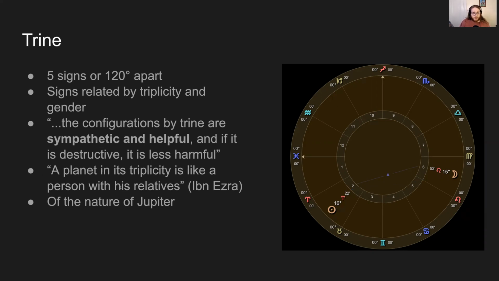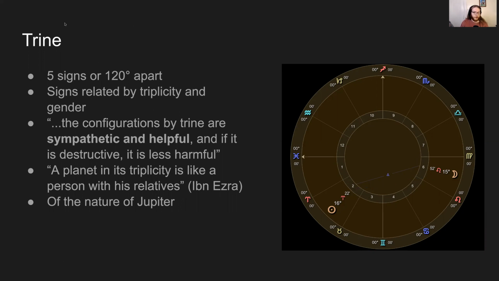So Ibn Ezra says a planet in its triplicity is like a person with his relatives. And what he's talking about here really is more like if a planet has rulership by triplicity, like the sun in Aries, if this is the day chart, the sun would be in its own triplicity, and it still would be by night chart, but more so in a day chart. It would be like a planet that's with its relatives. But I think it really does apply to planets that are trine to each other, because they are sort of engaging and partaking of the same element. So there's going to be something about them in the native's life that is sympathetic and helpful, right? According to Porphyry.